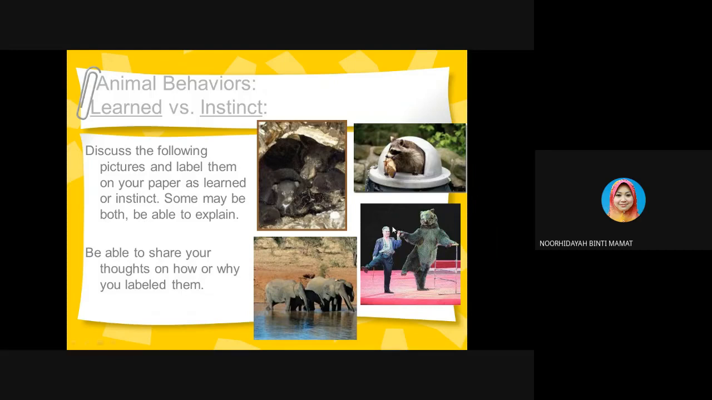Like this one, this bear shows totally learned behavior because this is not really the common behavior of a bear. Okay, so this bear learns to do tricks with humans. So this is totally a learned behavior. Okay, that's all from me. So today we have finished the topic of learned and innate behavior.